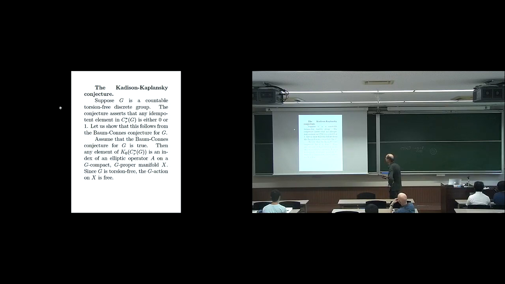And finally, the Kadison-Kaplansky conjecture states that if G is a countable torsion-free discrete group, then any idempotent element in this algebra is either 0 or 1. This conjecture follows from the Baum-Connes conjecture. So if the Baum-Connes conjecture is true for G, then the Kadison-Kaplansky conjecture is true.